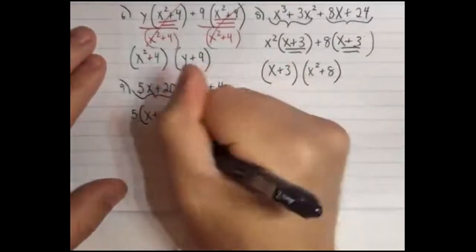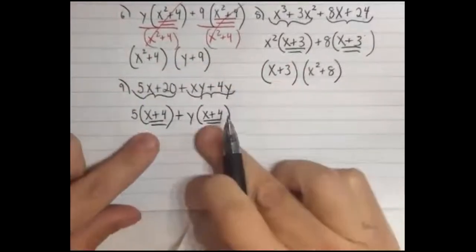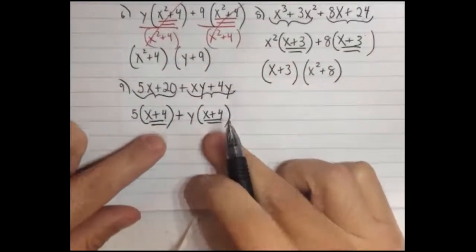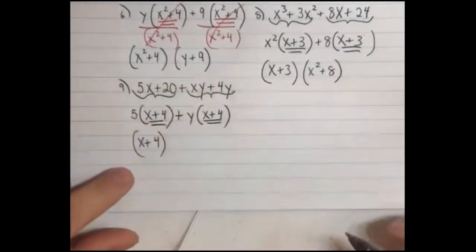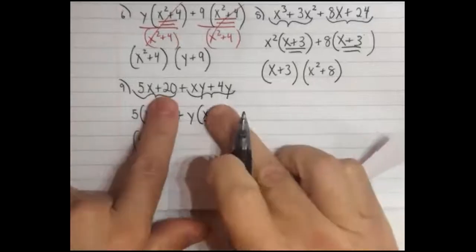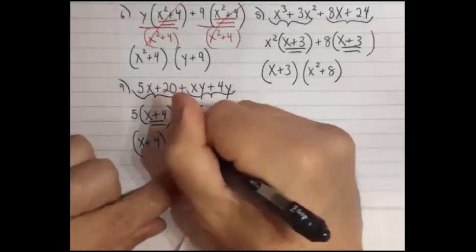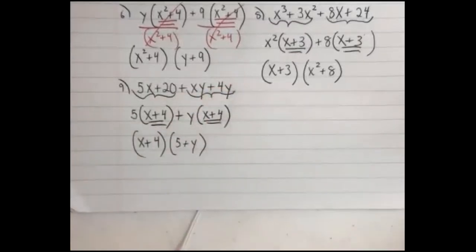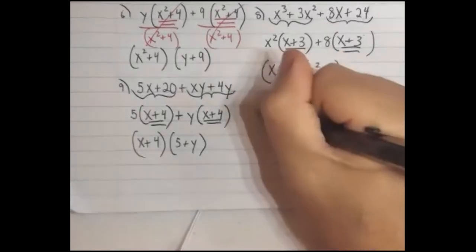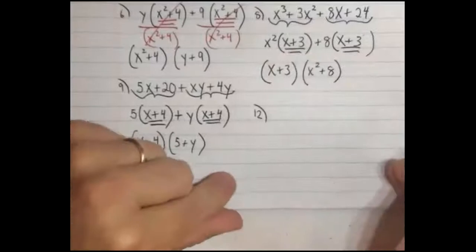Again, when I do that, now I have x plus 4 in common. That's what I'm factoring out between these two. And when I factor out the x plus 4s, what am I left with? I'm left with 5 plus y, and I can just put those in parentheses as well. And then, I had one more example I wanted to do.